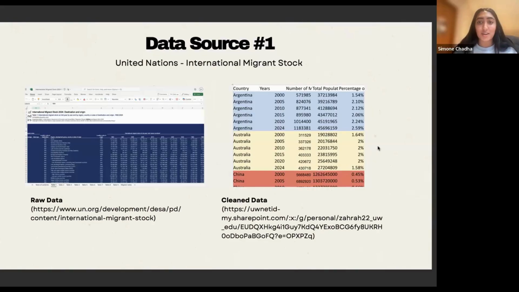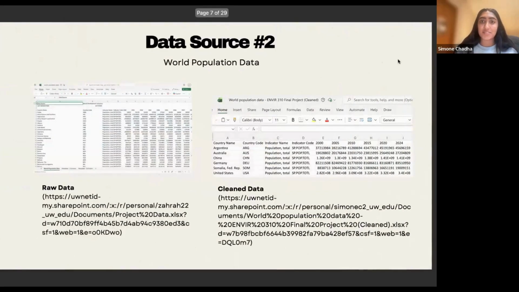And so to clean this data, we mainly made sure that we included the countries that we wanted to focus on, which you'll find out a little bit more about later. But yeah, moving on to our second data source. This one's related to world population data. So this includes the population statistics for every country.